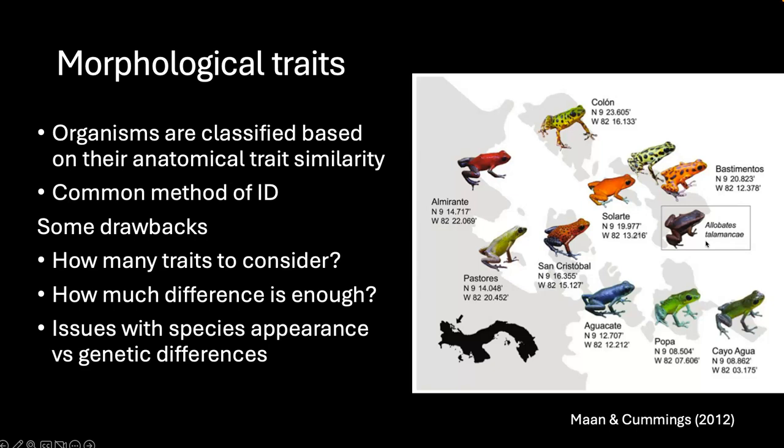For example, the poison dart frogs pictured here are all the same species based on genetics and actually their ability to interbreed. However, each island in this archipelago here has a distinct frog morphotype, which may lead one to believe they are actually different species on each island.